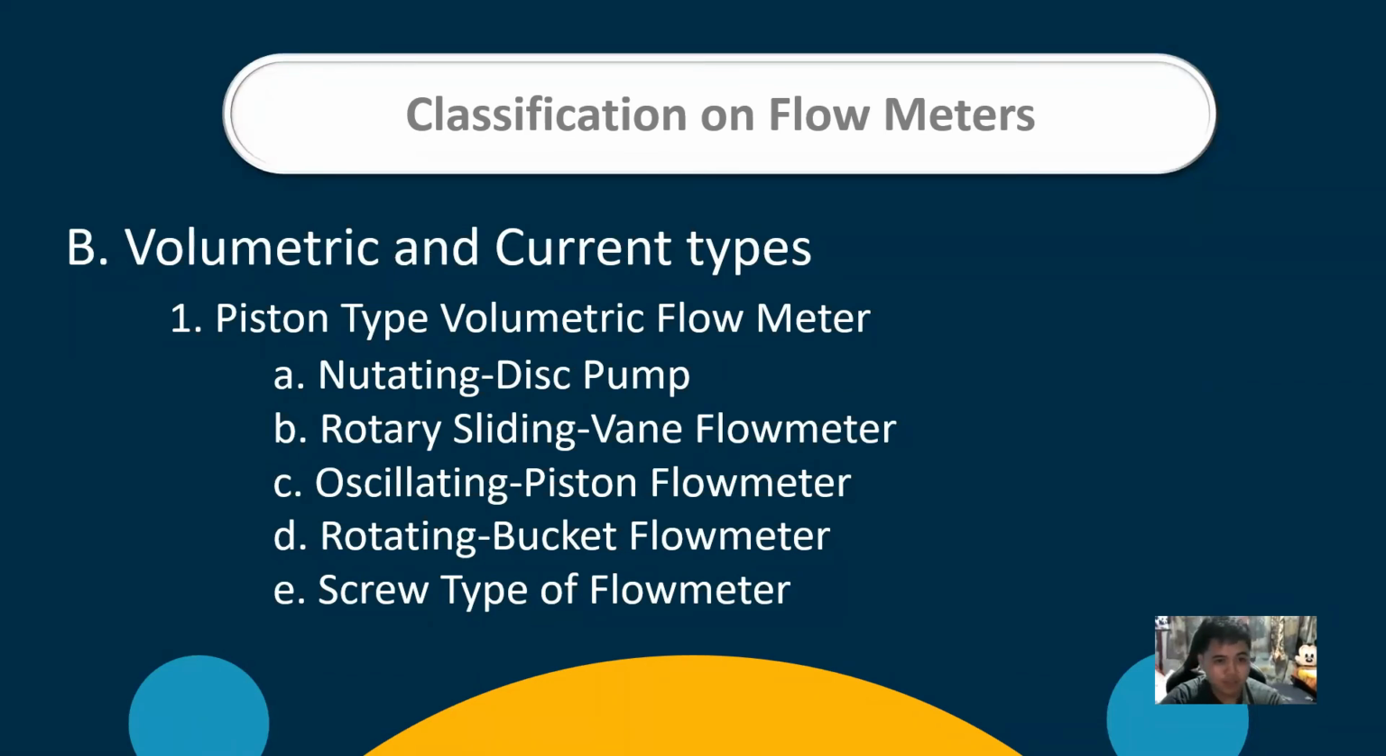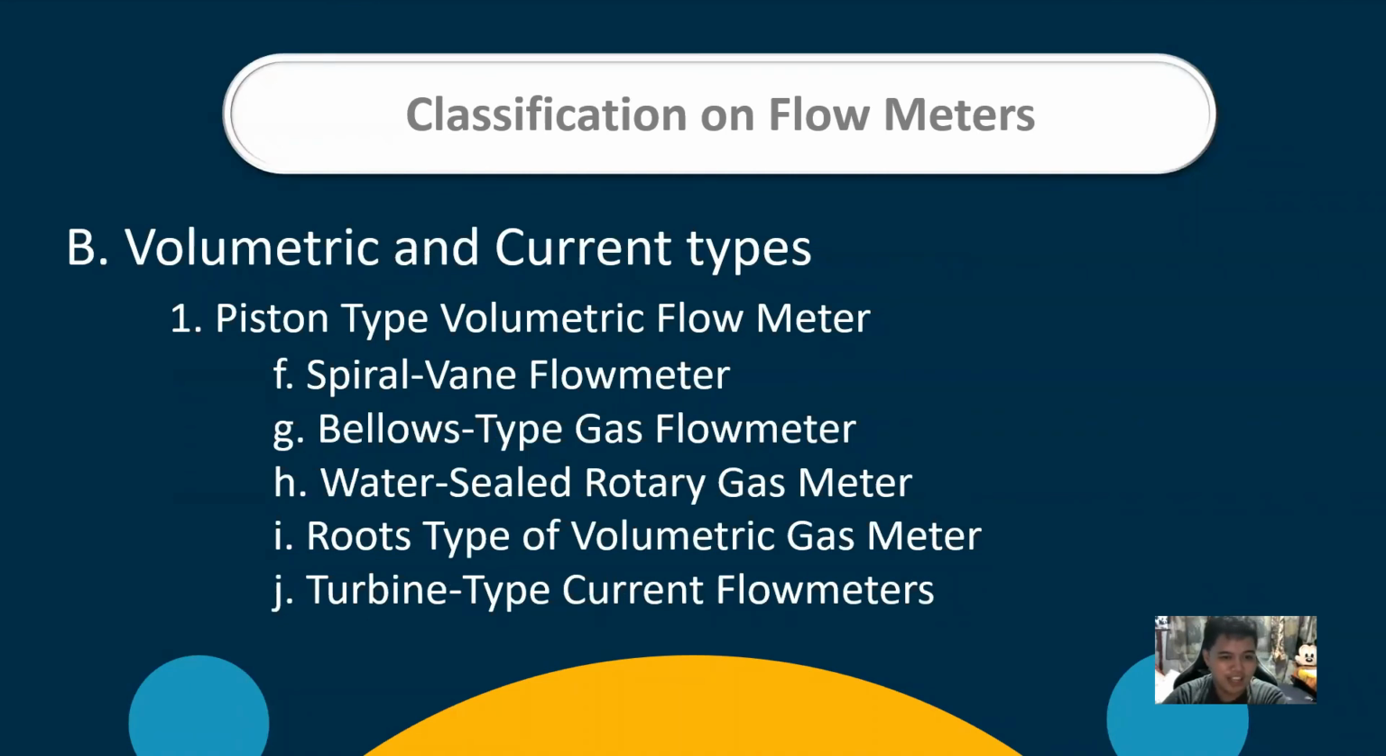So now we are on the volumetric and current types. The first is the piston type volumetric flow meter. There are classifications for this, like in the first one. The first is the rotating disc pump. Second, rotary sliding vane flow meter. Third, oscillating piston flow meter. Fourth, rotating bucket flow meter. And lastly but not the least, the screw type of flow meter.